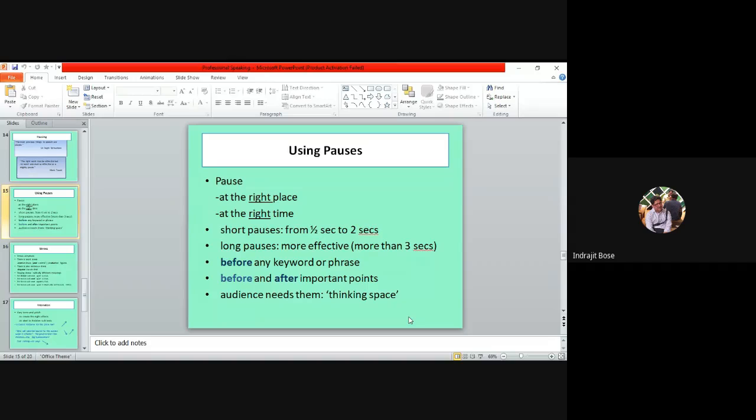The short pauses can last from half a second to around 2 seconds. Long pauses, to be more effective, can last a little longer than 3 seconds. And they can be given before any keyword or phrase. So what about the sales? Okay, so sales is a keyword, so I will pause before that. And before and after important points. So why do you think this trend is taking place? Brief pause after that, and then again resume.